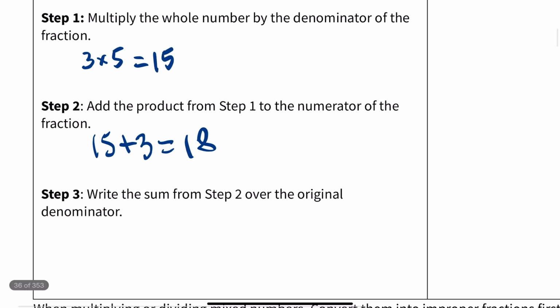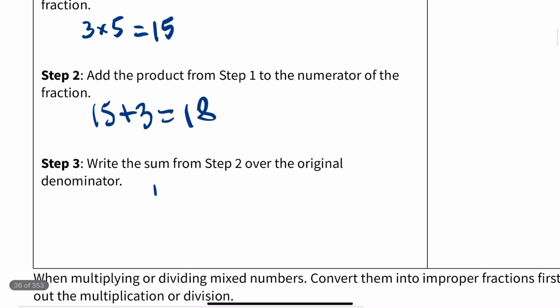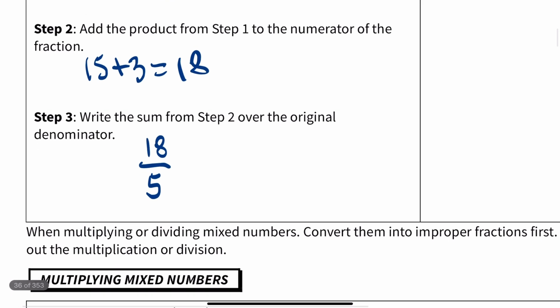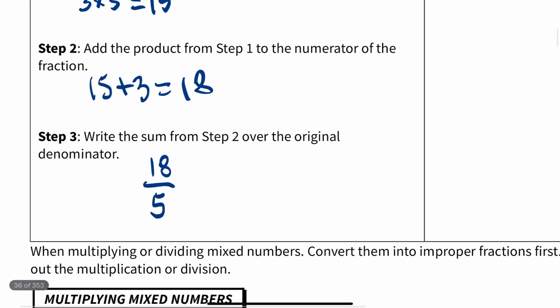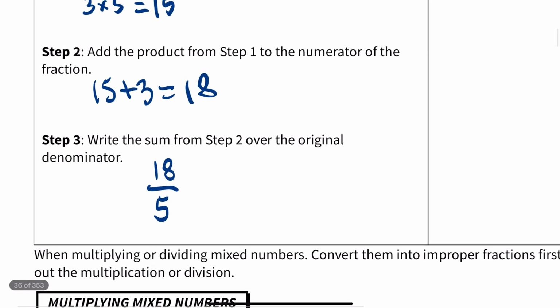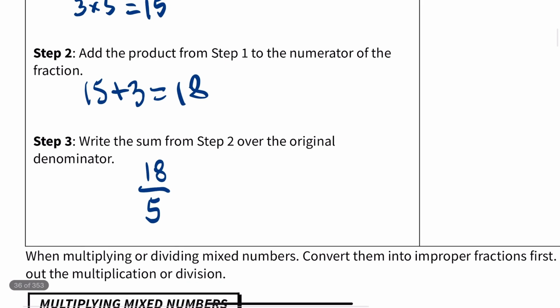And then step 3, write the sum from step 2 over the original denominator. So 18 is the sum from step 2, divided by the original denominator, which is 5. 18 over 5. Now we have an improper fraction. No more whole number. No more mixed number. So when we're doing operations with mixed numbers, multiplying and dividing, we want to convert them into improper fractions first.